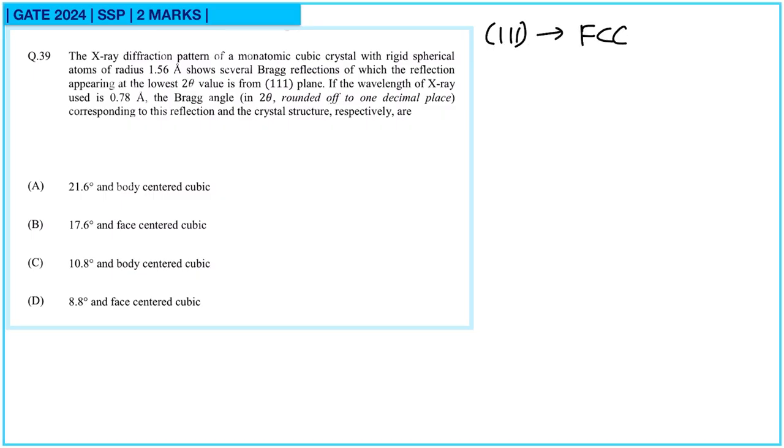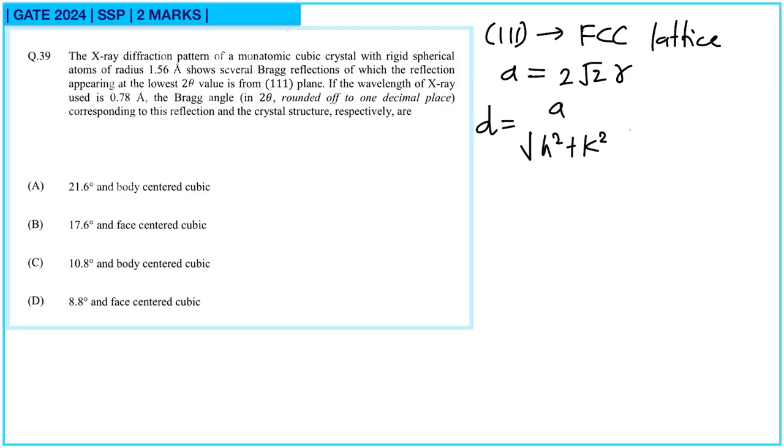That means it is an FCC lattice, because the condition for an FCC lattice is that all h, k, l will be either all odd or all even, and for simple cubic all planes are possible, and for BCC only those are possible for which h square plus k square plus l square is even. So this is the case, so this will be FCC, and for FCC a is equal to 2 root 2 into R, and d, the interplanar spacing, is equal to a upon under root h square plus k square plus l square. Now here a is equal to 2 root 2 into R, and h, k, l are 111, so this will be under root 3.